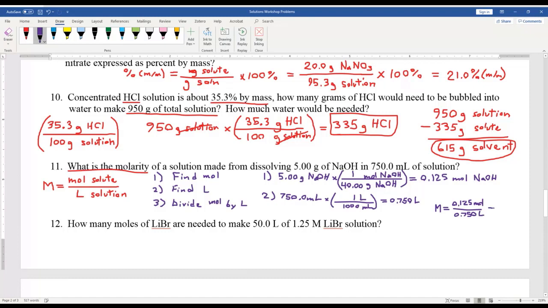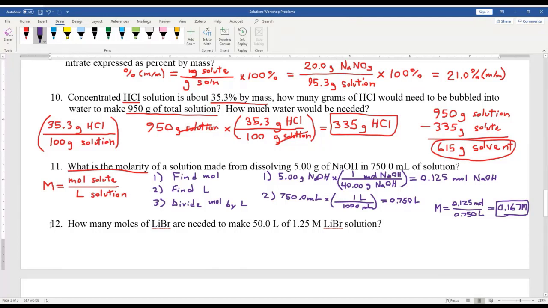And what does that give you? 0.167, very good. We have 0.167 molarity. And a full answer would be 0.167 molarity NaOH, because we want to know not just what the molarity is, but also what it is of.